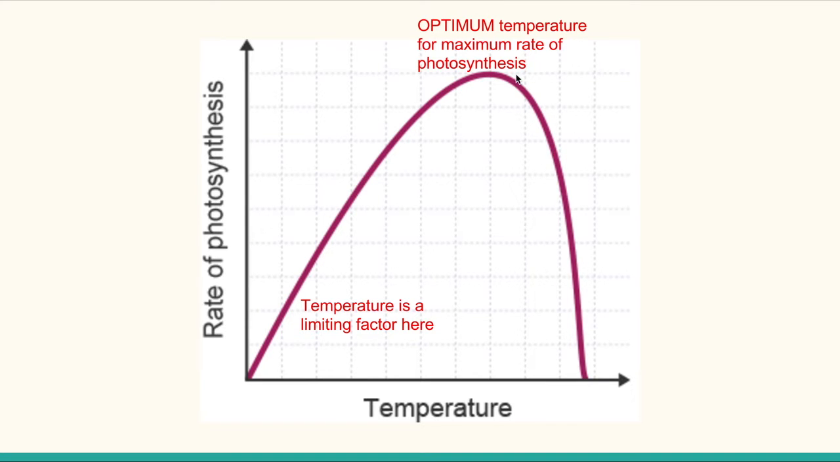But here, the rate of photosynthesis dramatically drops. Why? Because photosynthesis is controlled by enzymes. And if the temperature is too high, then the enzymes denature, which means their shape changes so they no longer work. And because photosynthesis is controlled by enzymes, if the enzymes no longer work, the rate of photosynthesis drops dramatically. And that's basically all you need to know for photosynthesis.